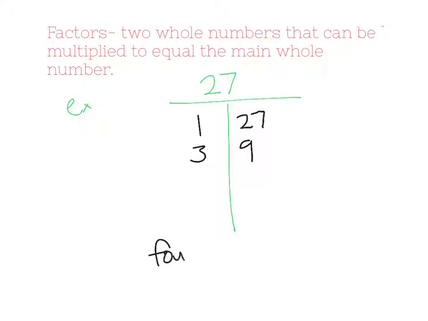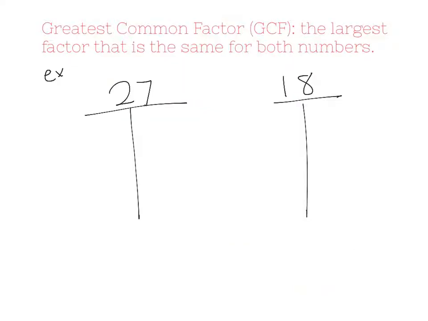27 has 4 factors altogether. It has 1, 3, 9, and 27. Okay? So let's put this with our greatest common factors, or GCF. Now that's the largest factor that's the same for both numbers.